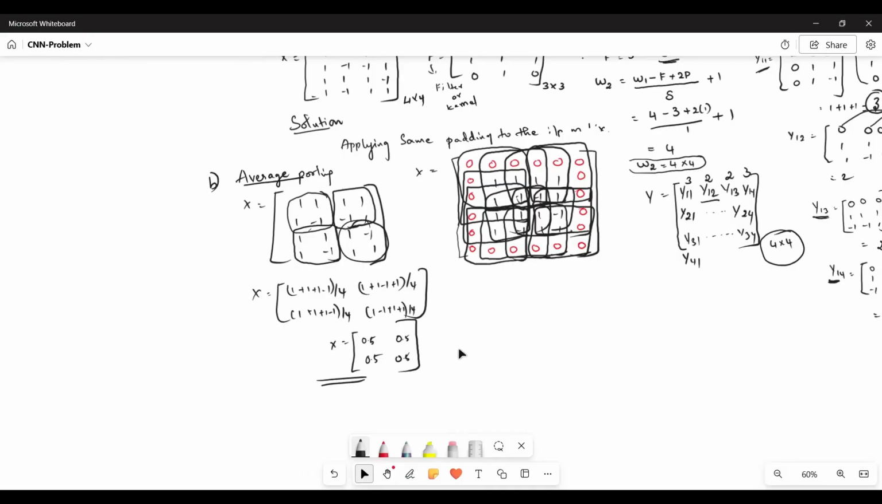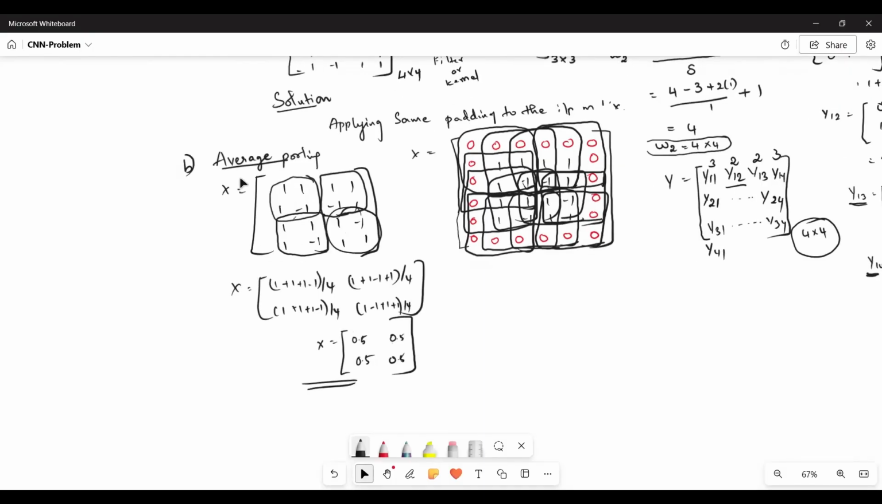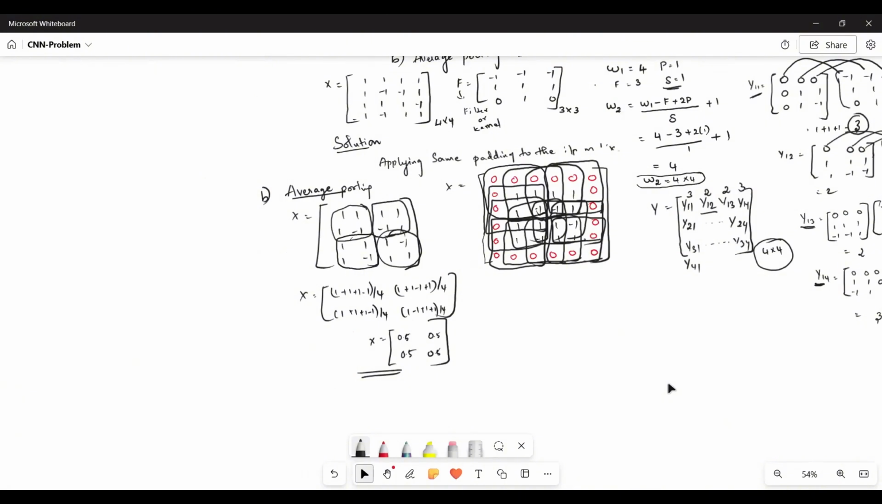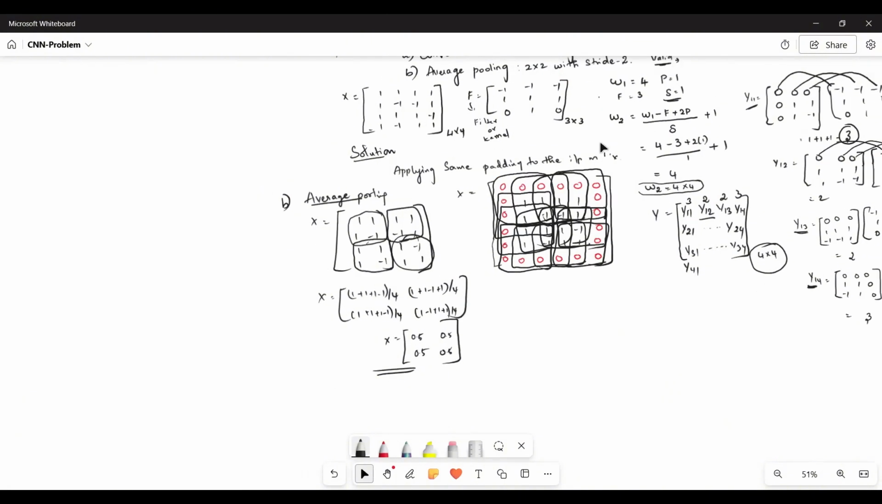So similarly, we can also perform max pooling. If it is asked for max pooling, you need to find the maximum value in the given pixel values. So that's all about this problem.